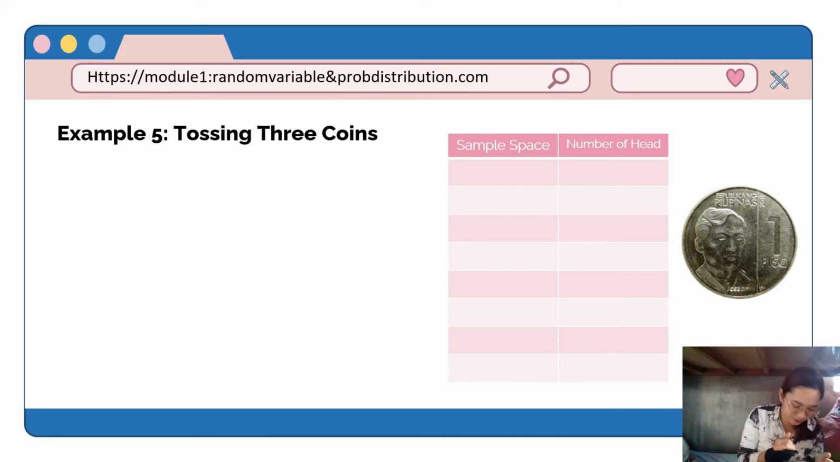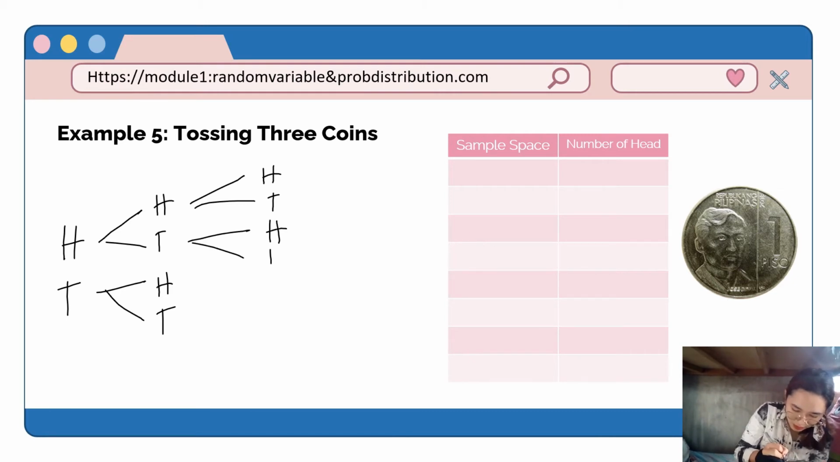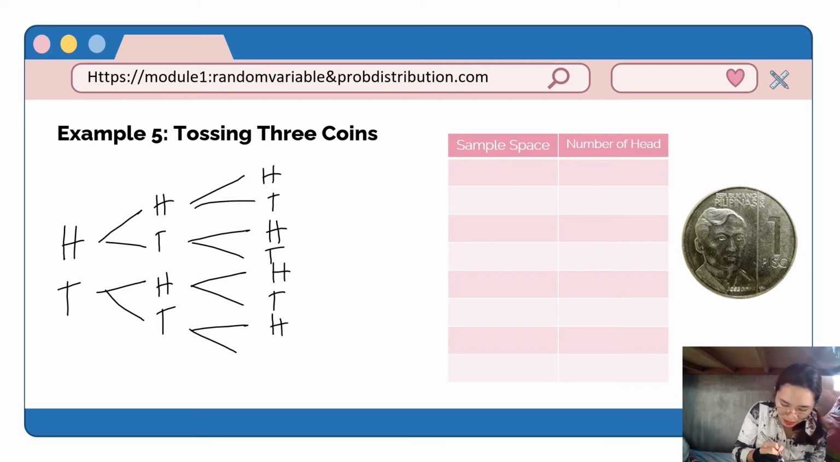So first, on our first toss, we have the head, tail. Second toss, this is the second toss. And third toss. Ganyan ang gumawa ng head ng ating tree diagram kung maaalala ninyo ang lesson ninyo sa probability nung kayo ay junior high school. Ayan. So let's list down all the possible outcomes here on table.